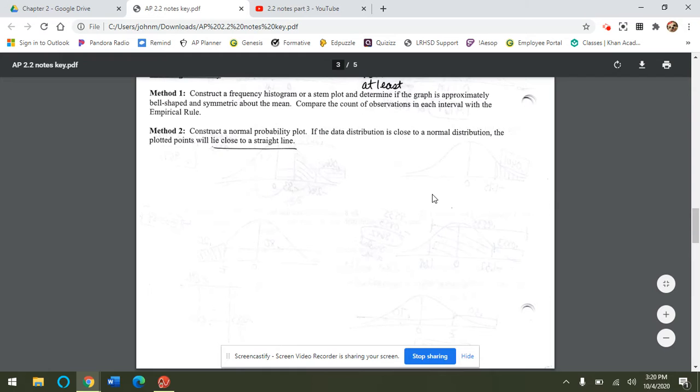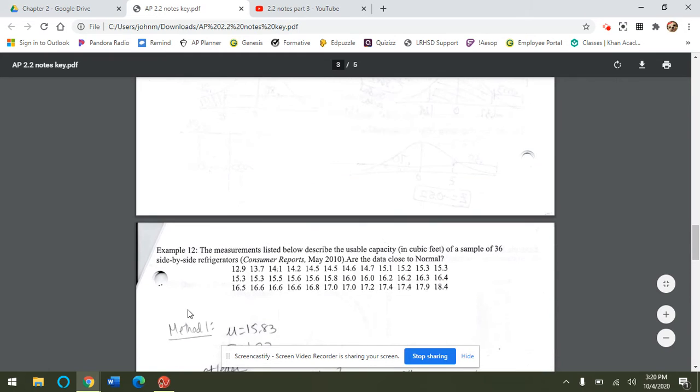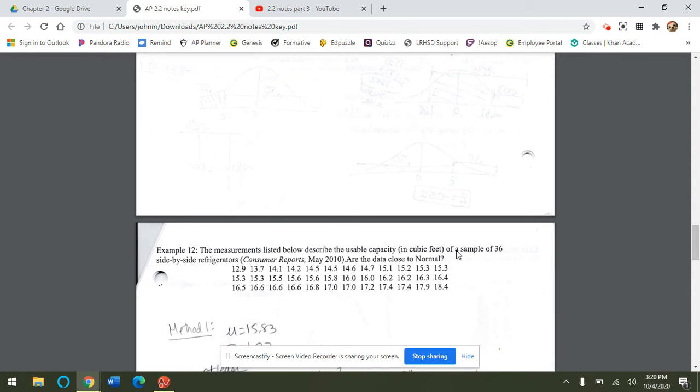So method number one, what we're going to do is take this data set. The measurements below describe the usable capacity in cubic feet, how big the inside is of a refrigerator. It's a sample of 36 side-by-side fridges. So are the data close to normal? You will notice, hopefully, that I already put them in ascending order for you, just to make it a little easier when you count them.